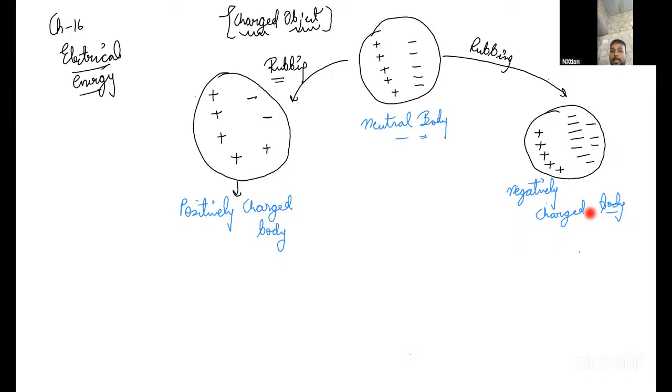So you have to note, first of all, that electrons only transfer from a body. There is no transfer of protons. Second, like charges, plus plus or minus minus, repel each other, but unlike charges attract each other. Everyone, make this note and then I will tell you what to write. Everyone, quickly write it down.